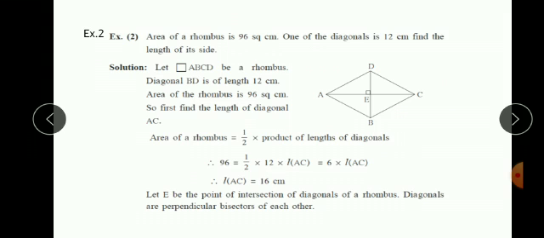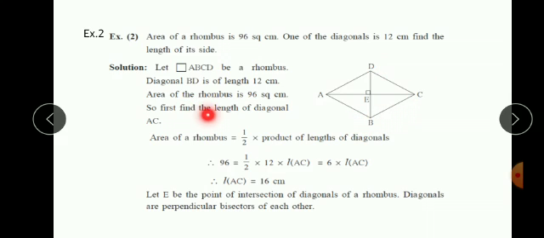Now let us see another example. Area of rhombus is 96 square centimeter. One of the diagonals is 12 centimeter. Find the length of its side. So see, ABCD is here a rhombus. Let quadrilateral ABCD be a rhombus. Diagonal BD is of length 12 centimeter. Diagonal BD is what? 12 centimeter. Area of the rhombus is 96 square centimeter. Complete area is what? 96.